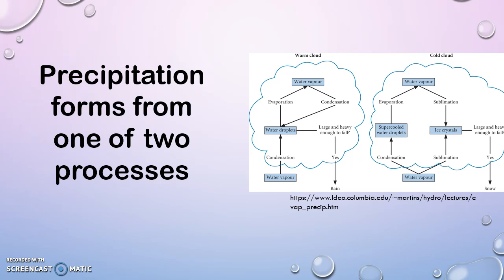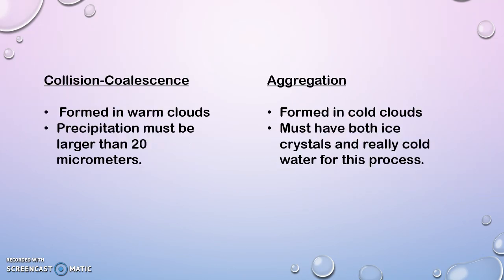So, precipitation is going to form in one of 2 processes. The first one is collision coalescence. In collision coalescence, precipitation must be larger than 20 micrometers. The bigger droplets are going to fall faster and connect to smaller droplets, and this is going to cause them to coalesce, which means to connect. And now these droplets are going to fall even faster, and they're going to continue to stick to others, and they're going to get thick enough to where they're able to fall on the ground before they're able to evaporate.